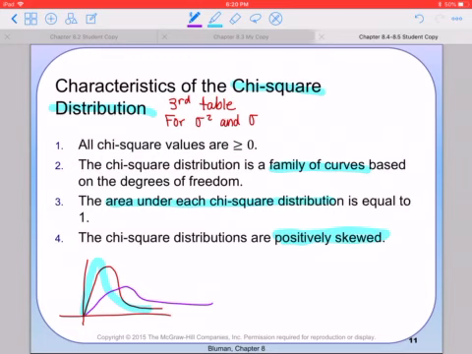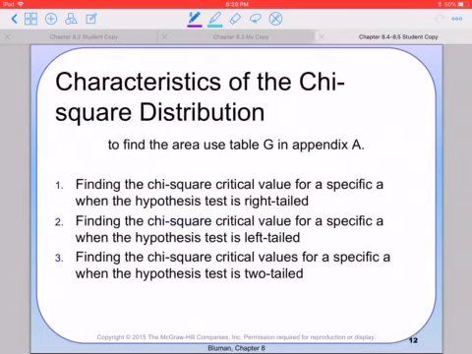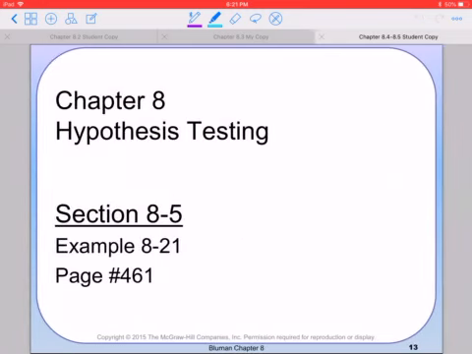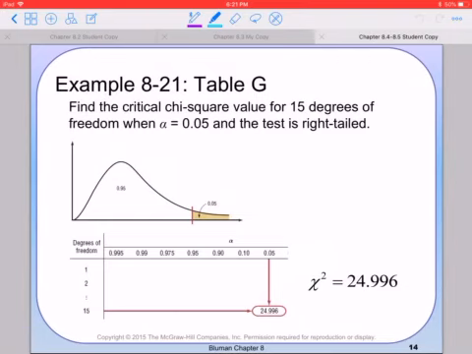Okay, so it depends on the degrees of freedom, and this is just a reminder of what was happening with that. So our third table was table G, and we're going to find if it's a right tail, left tail, or two-tailed. So different things need to happen. This is what I mean. So for this example, we're looking at table G again. We're doing the chi-square, so hone in on table G. 15 degrees of freedom, and we have our alpha is 0.05, and the test is right-tailed.